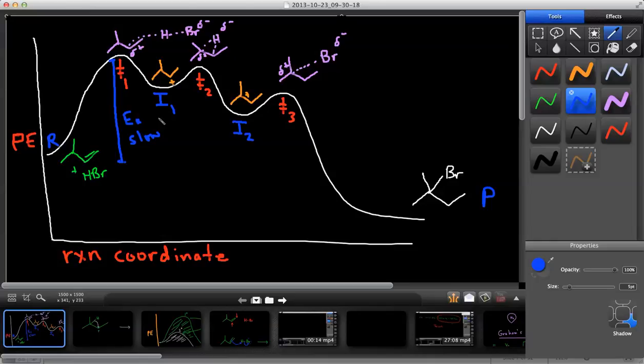So as you can see, you can really do a very detailed job of mapping out this mechanism. In fact, doing the potential energy diagram requires more detail than the arrow pushing mechanism. Be prepared to do both of those.